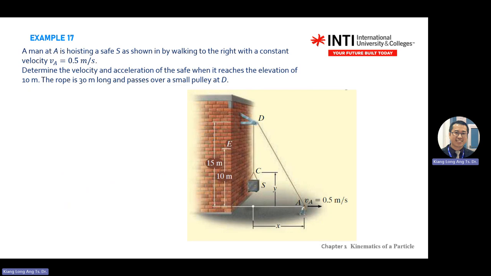Okay, now you have the total length. Total length, 30 meter. So LT equal to what plus what? You have this distance plus this distance, right? So how do you develop equation for Y and X? How you develop? Y, you cannot reach 10. If you write 10, you only find one point. You want to find this one pull, velocity constant, so you only reach 10. You need to find the velocity and acceleration.